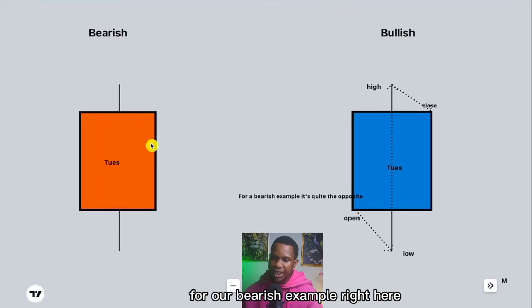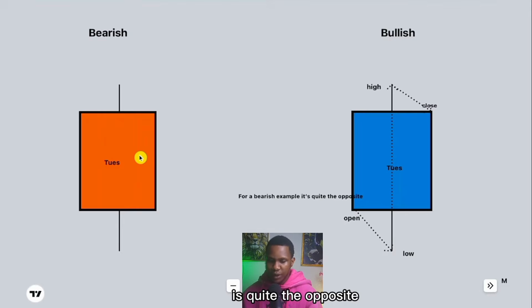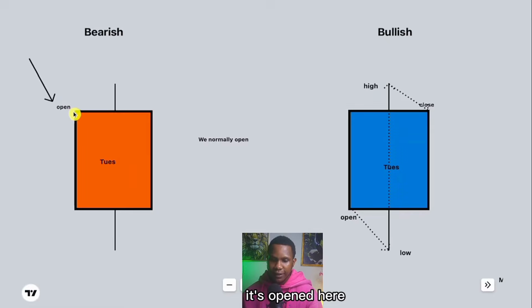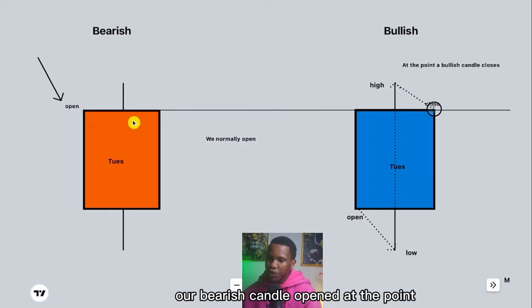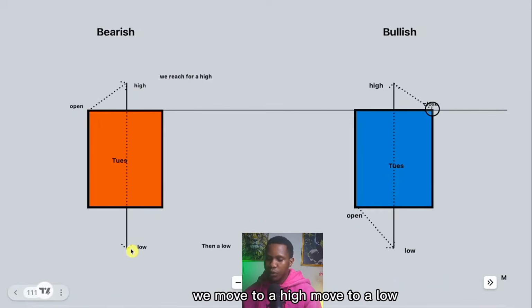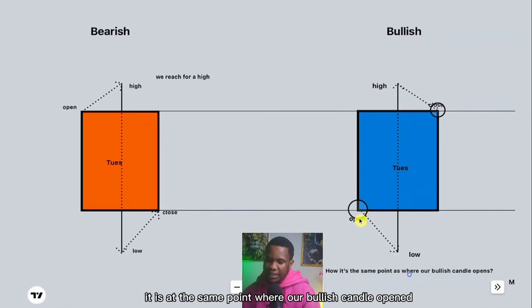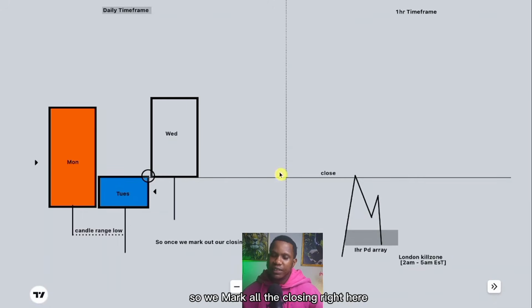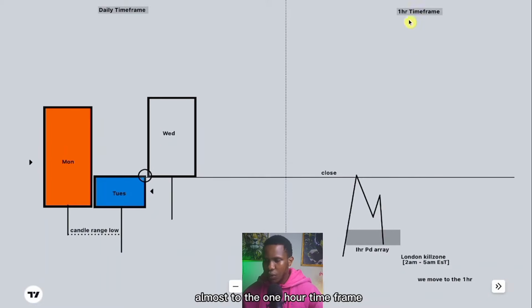For our bearish example right here, it is quite the opposite. It opened here, and can you see that our bearish candle opened at the point our bullish candle closed. We moved to a high, moved to a low, then finally closed. And can you see it is at the same point where our bullish candle opened. So we'll mark out the closing right here and move to the 1 hour time frame.